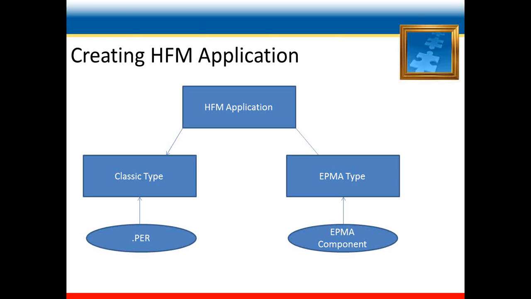To create HFM classic type application, first you need to create application profile, which is a file with an extension of .per. In application profile, you define language for your HFM application, year, period, and custom dimension.